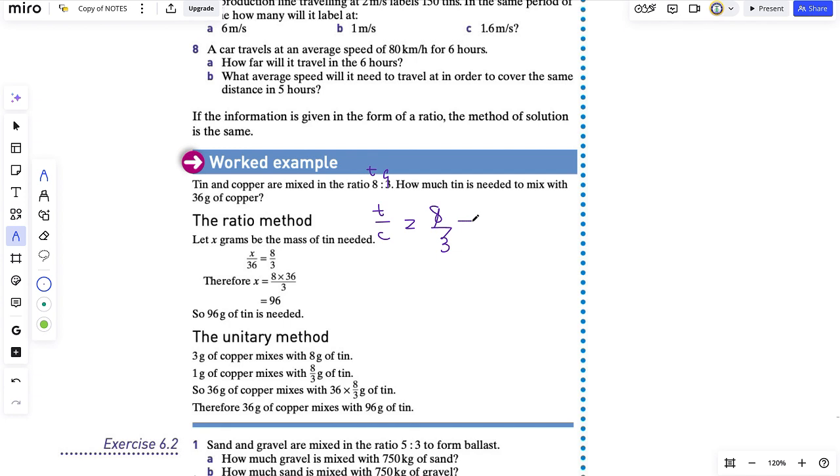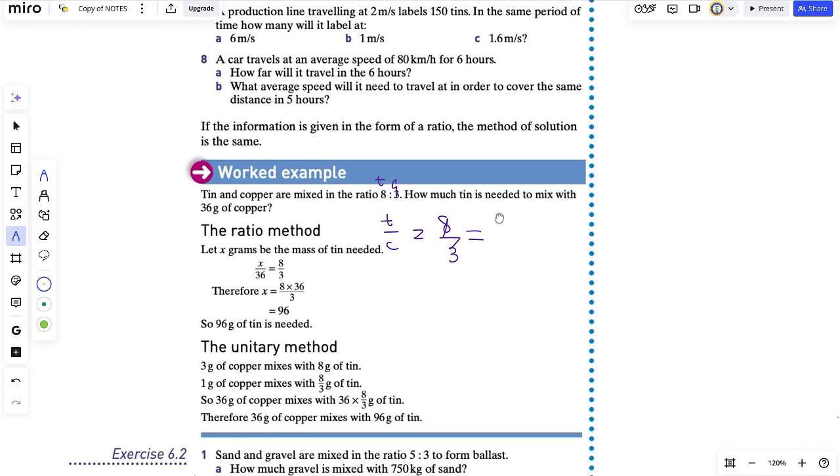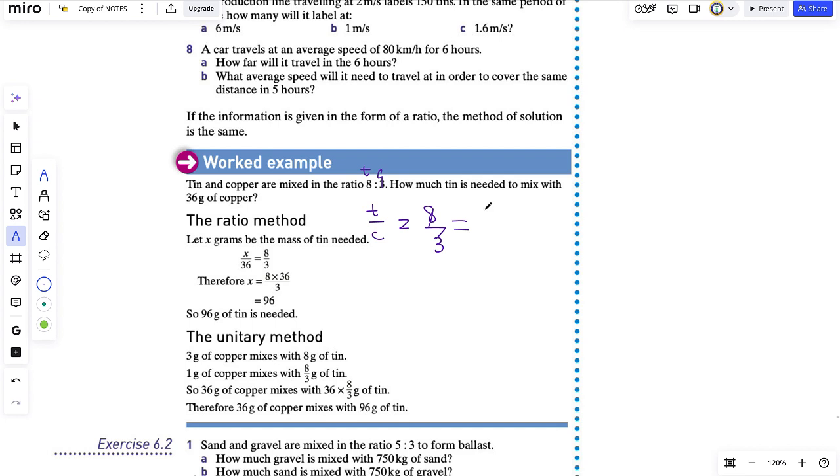This will be equal to, now we read the question further. How much tin, they are asking for tin, we don't know. So you can call tin Y. How much tin is needed to mix with 36 grams of copper? So copper is 36, so I put 36 here for copper. You know copper is at the bottom.